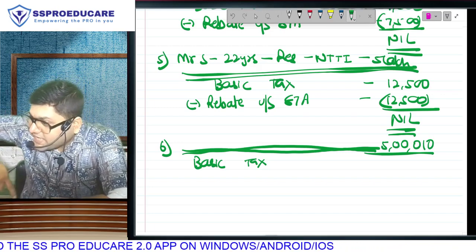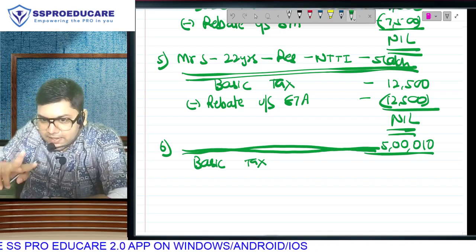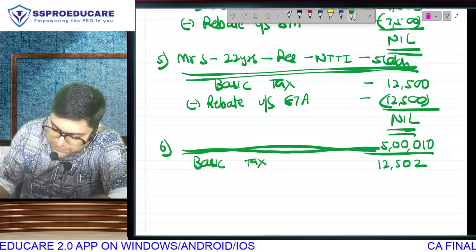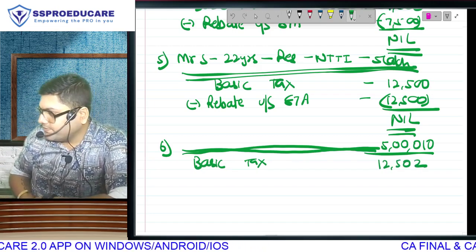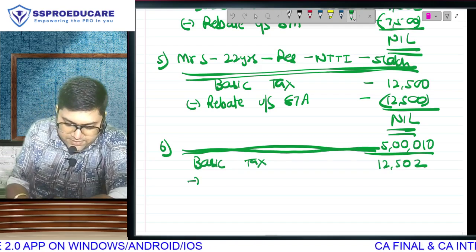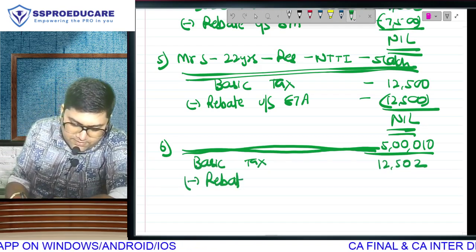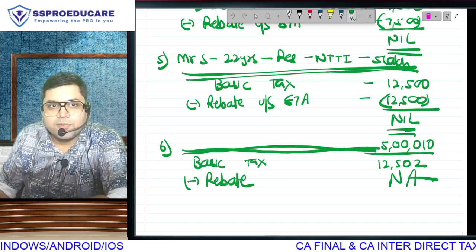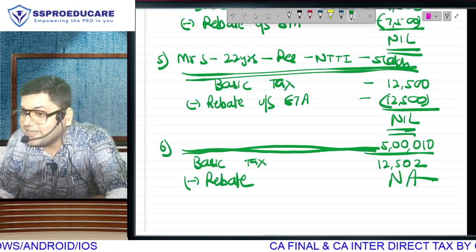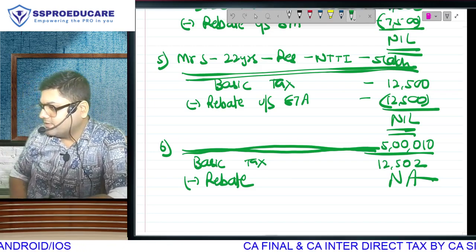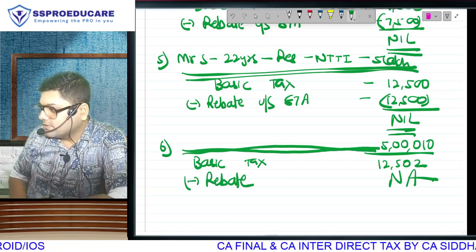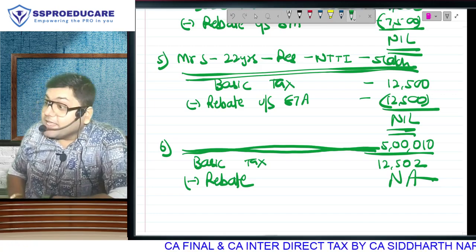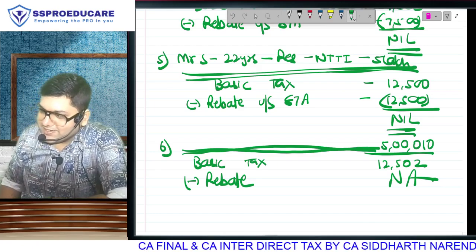That extra 10 lakh is taxable at a rate of 20%. 10 lakh ka 20%. So 12,500 plus that. Now, rebate. Why sir? Because income has exceeded 5 lakh. Surcharge. In new regime there is marginal relief and rebate also.